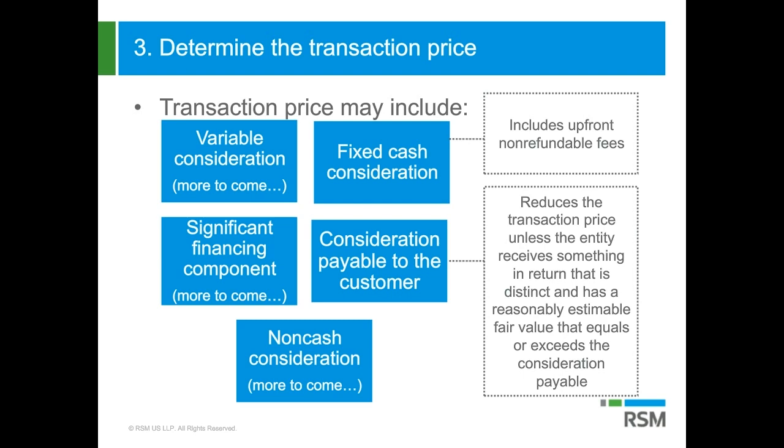What the guidance says, and it's pretty similar to today's guidance, is that you're going to record that as a reduction of transaction price and revenue unless you're receiving a distinct good or service back from your customer for the payment, and that distinct good or service has a fair value equal to or greater than the amount you're paying that customer. So if you have a situation where Coca-Cola happens to be your customer, and completely unrelated to that, you're making payments to Coca-Cola to buy soda.